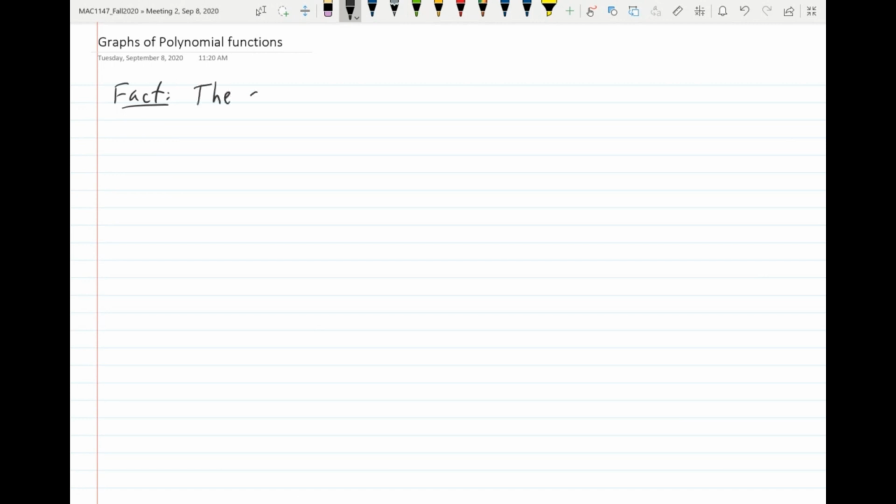The graph of a polynomial is continuous and smooth. Now, what do I mean by this? These are notions that you're going to study in Calculus 1, but we need them now. We want to sketch the picture. So let me explain what I mean by continuous, at least the intuition behind that.